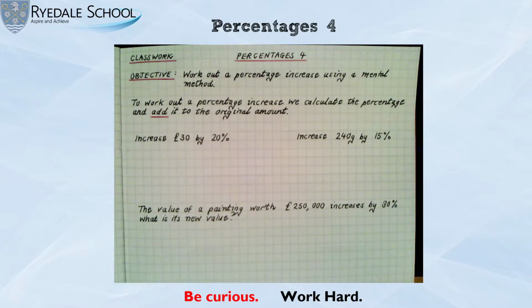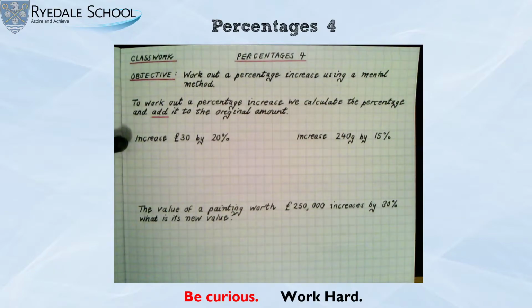So if you want to start by writing today's title and objective down, I will just read through the instructions on how we are going to do this. To work out a percentage increase, we calculate the percentage and add it onto the original amount. I am going to be making the assumption that you've had quite a little bit of success in the earlier percentage lessons and you are confident at calculating the percentage of a number.